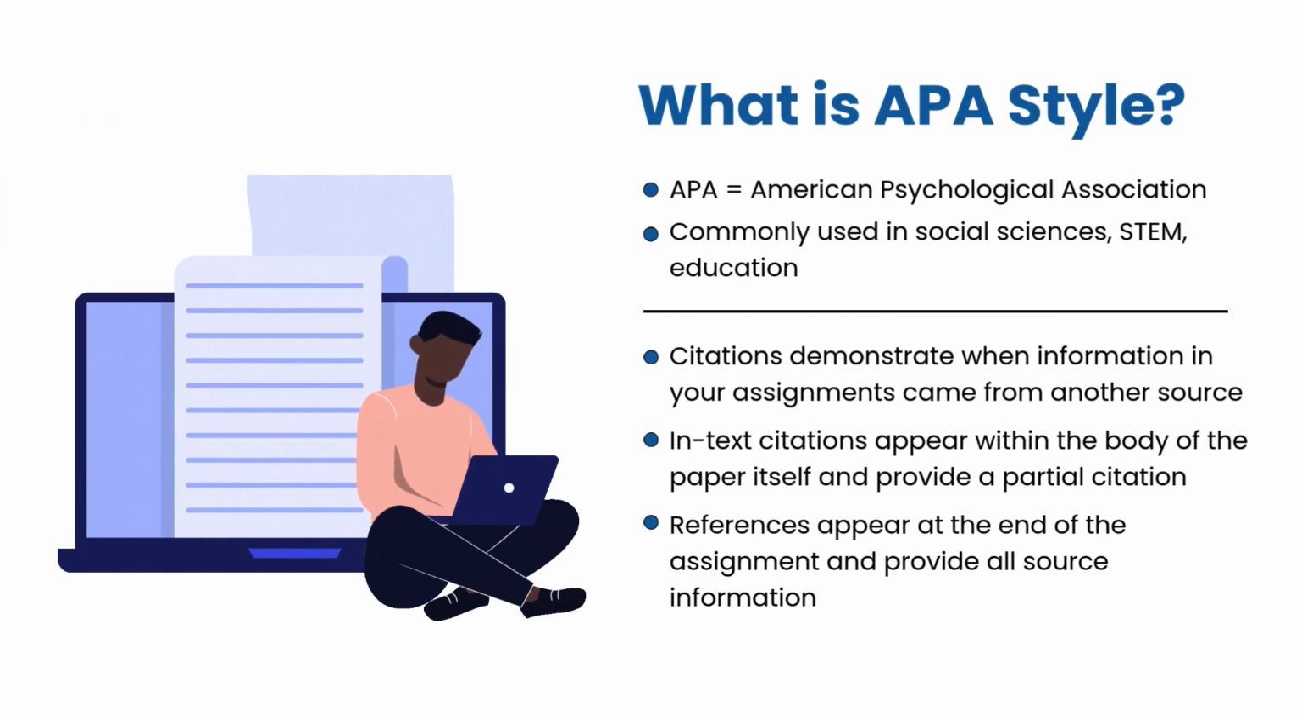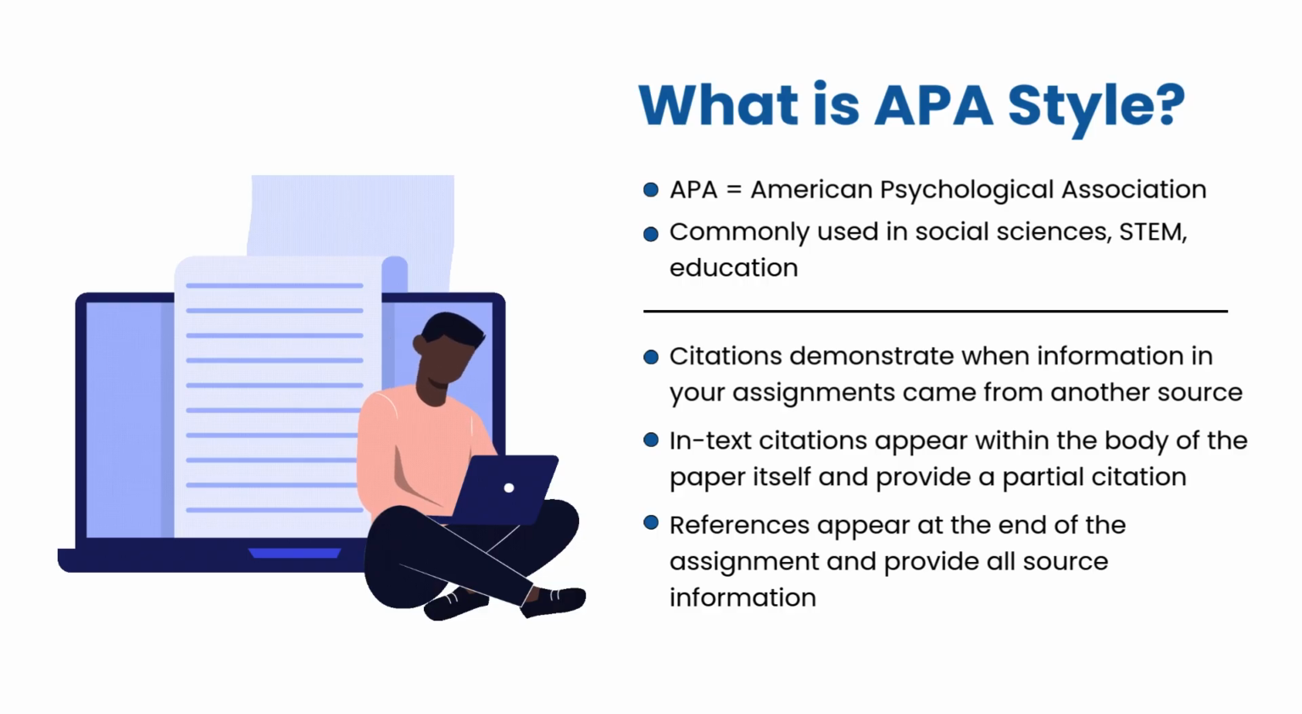APA, or American Psychological Association, is a citation style that is commonly used in the social sciences, STEM, and education fields. You will use citation styles in assignments that include outside sources. For example, research papers that use information from articles or books to provide evidence for claims made by the author. An in-text citation appears within the body of the work, in parentheses, and provides partial information, like author name and publication year, so the reader understands which source is being referred to.